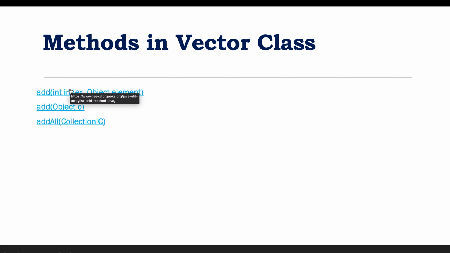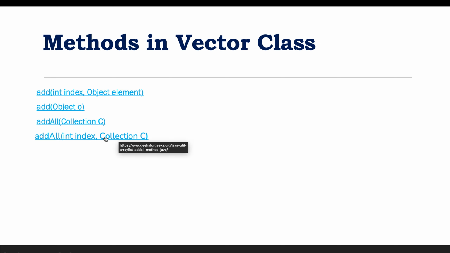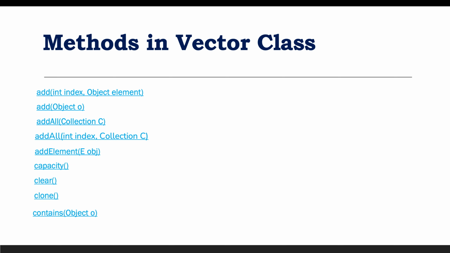The next method available is addAll. If we want to insert a list of data inside the Vector class, we go for the addAll method, with indexes or without indexes. Then addElement, which is another method to insert an element into the vector. Then capacity, clear, clone and contains. Capacity returns the capacity of the current Vector, and the clear method clears the Vector.